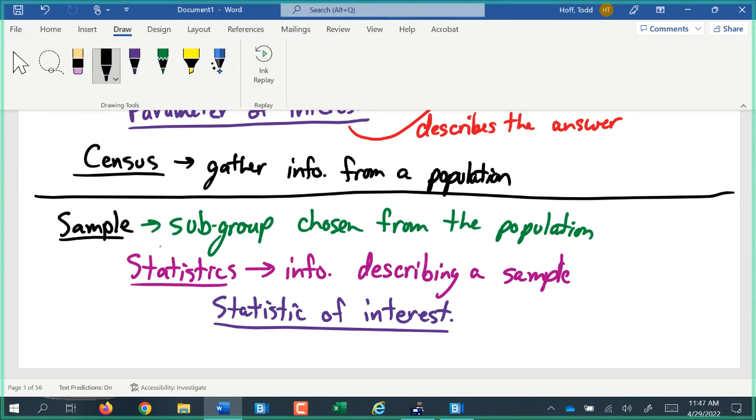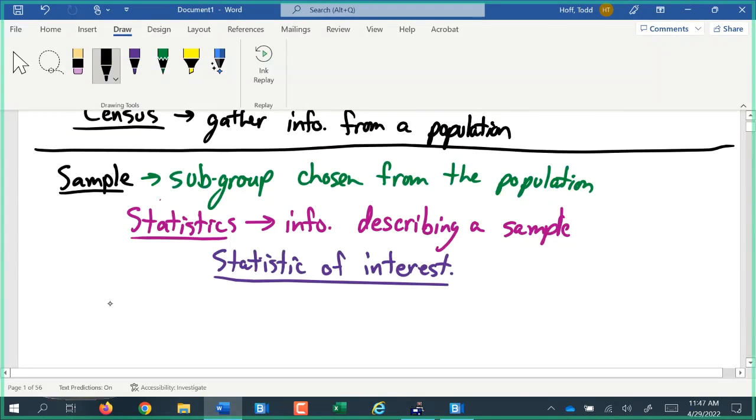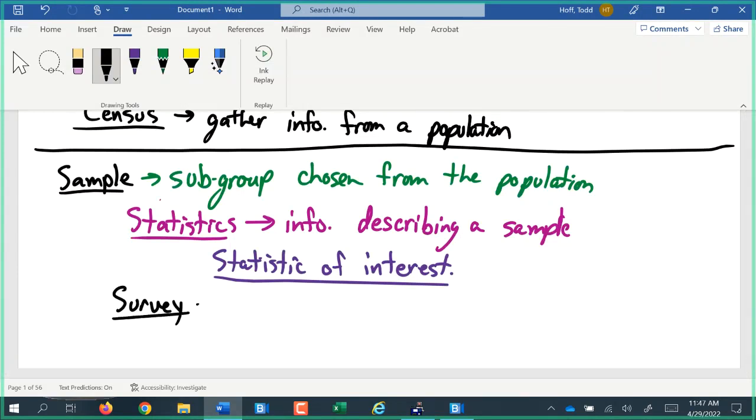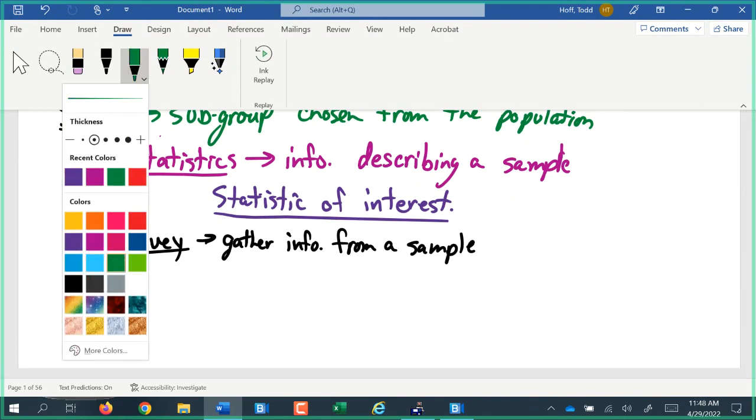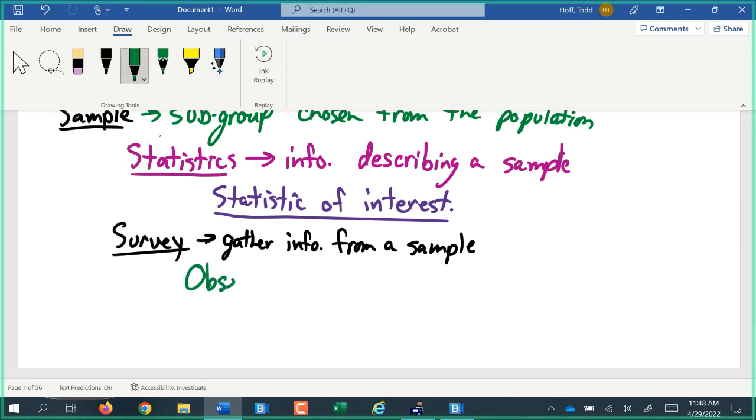And finally, we have a survey. Like the census, the survey is an attempt to gather information from a sample. Now, a survey can be done in several different methods. The two most common is observational.